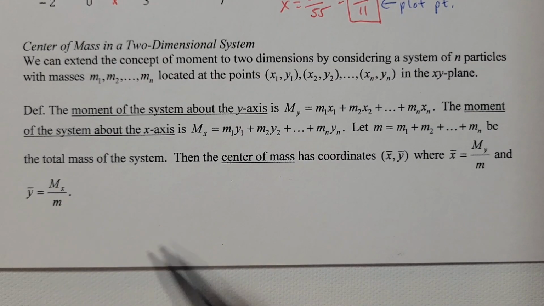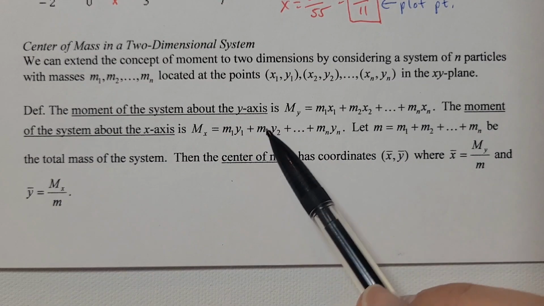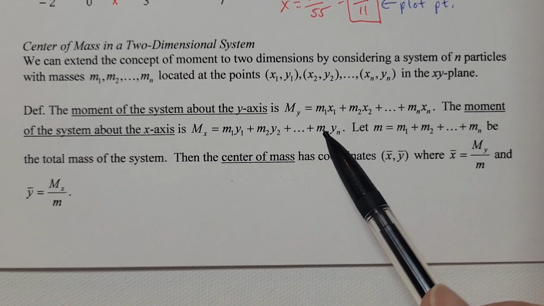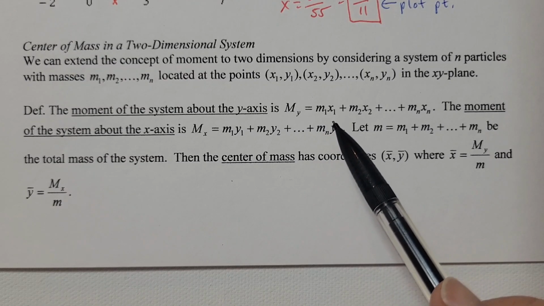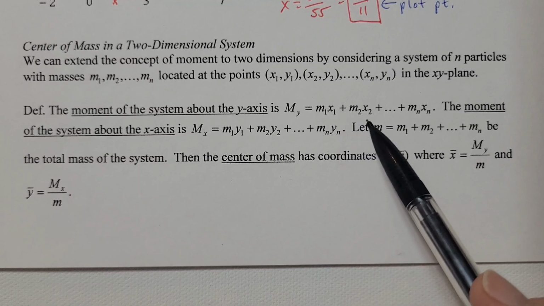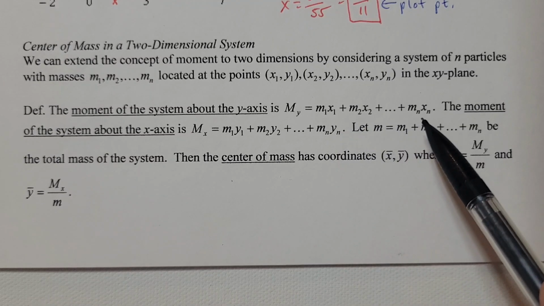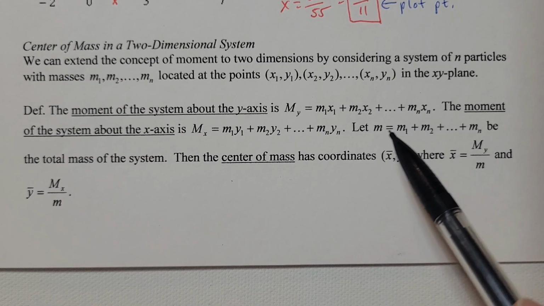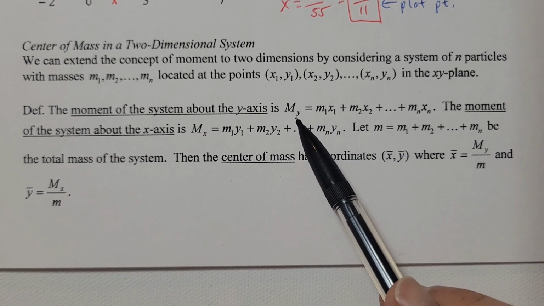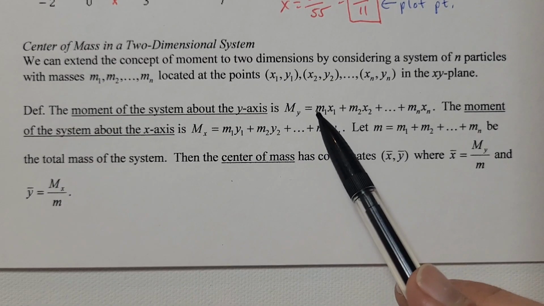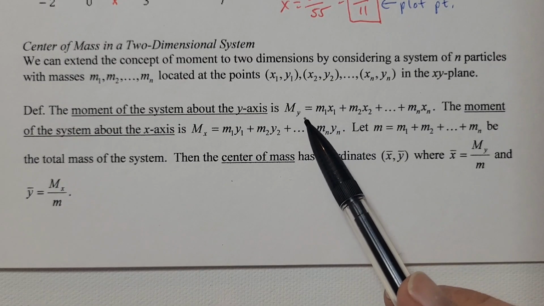Definition, next. The moment of the system about the y-axis, m sub y, is where I take each mass times the x value, so m1 times x1 plus m2 times x2 plus m3 times x3 plus etc., up to m sub n times x sub n. Now, take into account this is the moment of the system about the y-axis. Okay, so I'm using x in the formula there.